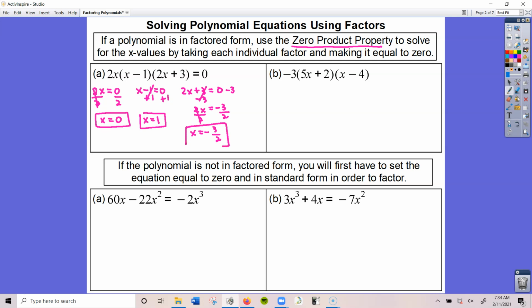Now, the number of factors that you have that contain x tells us how many answers we have. We have 3 factors with x, therefore I should have 3 solutions.